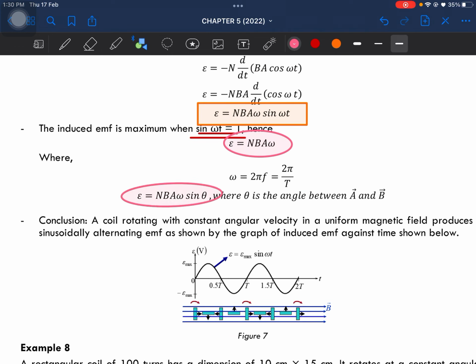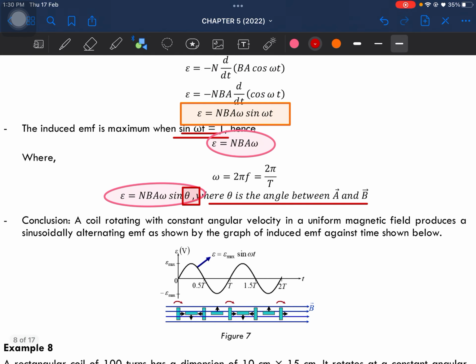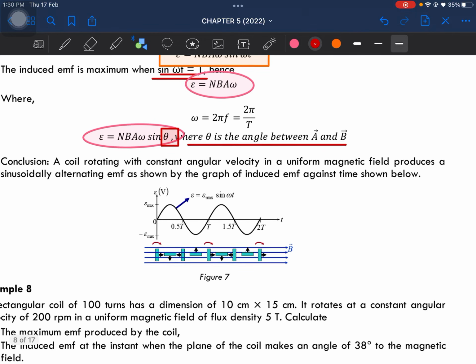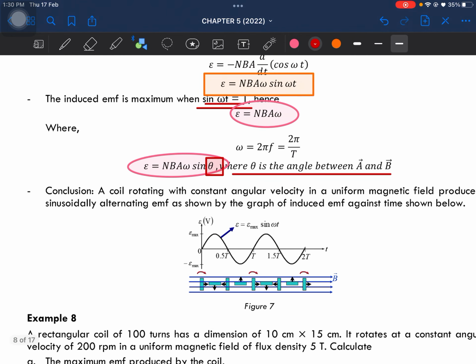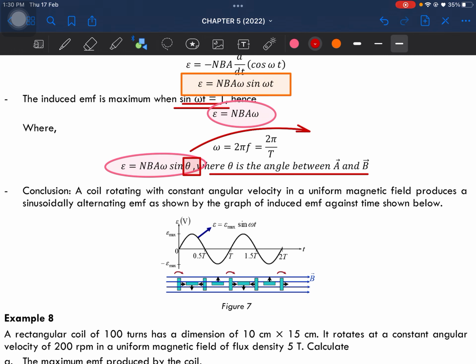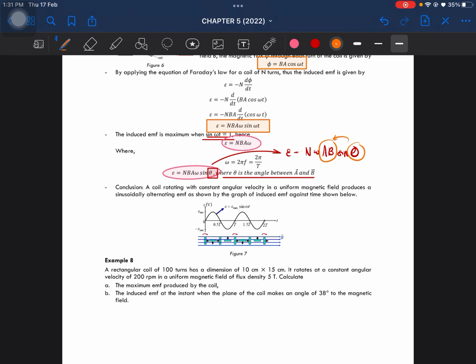Okay, now this is the induced EMF equation, where the theta here is the angle between the vector area and magnetic flux density, sorry. Okay, if you want to remember this, write it this way. At least you remember what the angle is. Okay, so theta is the angle between these two here. Okay, just remember it like that.